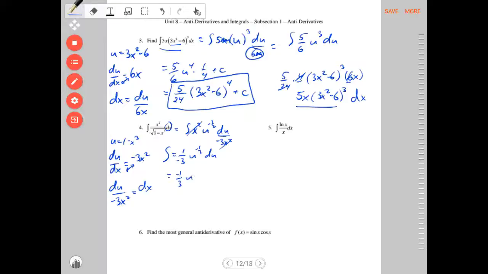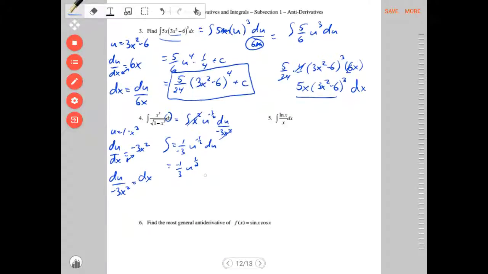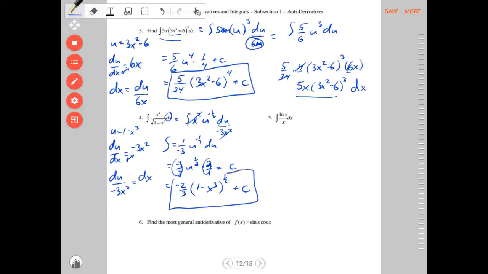So negative 1/3 u. Okay, so then negative 1/2 plus 1 is positive 1/2, and plus c. Whoops, missed a step. Okay, so raise the exponent by 1, multiply by the reciprocal. So the reciprocal of 1 over 2 is 2 over 1, then plus c. There we go. Okay, so then the 2 over 1 multiplies by the negative 1/3, so that's going to be negative 2/3. Okay, we can put the u function back in, 1 minus x cubed, to the 1/2 plus c. So there is our final answer.